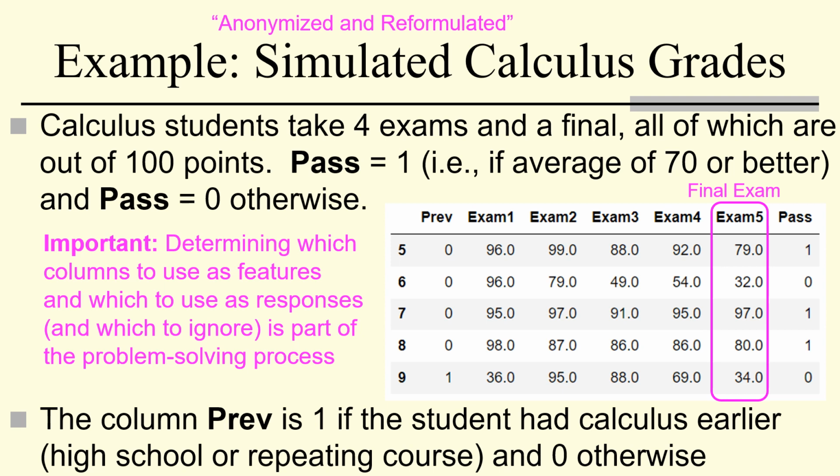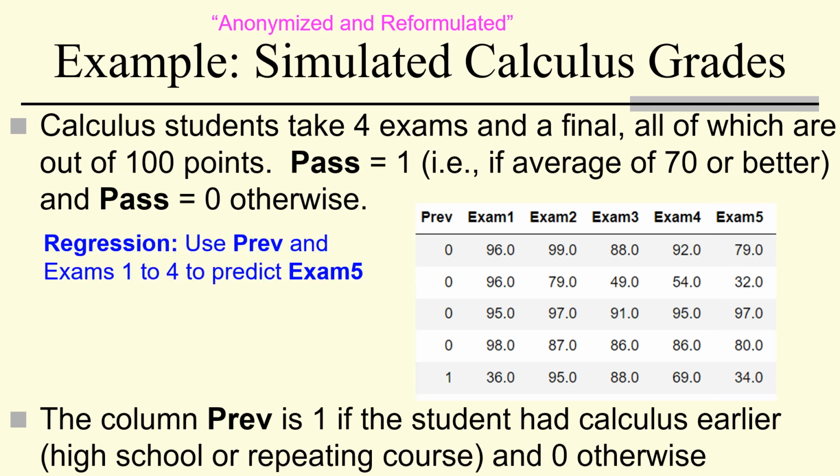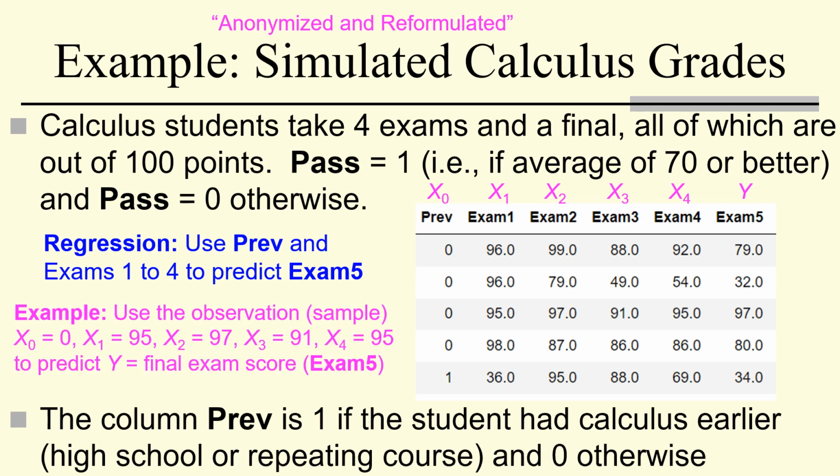Notice that of these columns, none were said to be features versus responses. That is something we have to figure out as part of our problem-solving process. But an example of a regression problem might be to use previous and exams 1 to 4 to predict the final exam, exam 5. In which case, our feature variables would be x0 to x4, previous and the 4 exams, and our response would be the exam 5 score, the final exam. For example, given some set of numerical values of the x's, can we predict y, the final exam score?